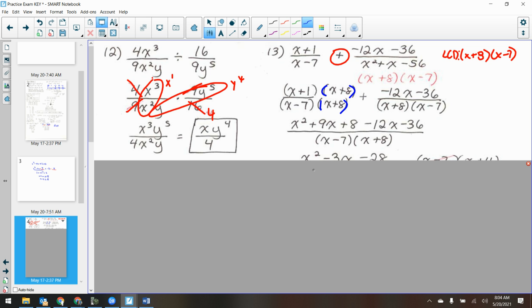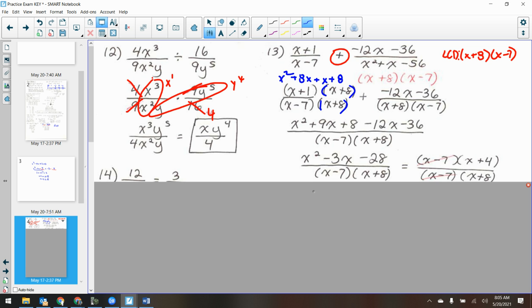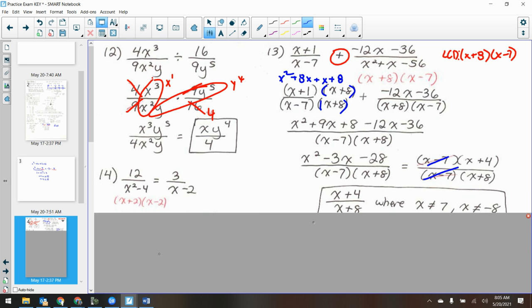Which FOILed out gets me x squared plus 8x plus 1x plus 8. That's where I get this x squared plus 9x plus 8. This looks like an H right here. Sorry about the poor handwriting. So that's x squared plus 9x plus 8 plus your negative 12x minus 36, which simplifies down into x squared minus 3x minus 28. Which factors? The factors of negative 28 that add to negative 3 are negative 7 and positive 4, which makes the x minus 7s cancel. So I'm left with x plus 4 over x plus 8.